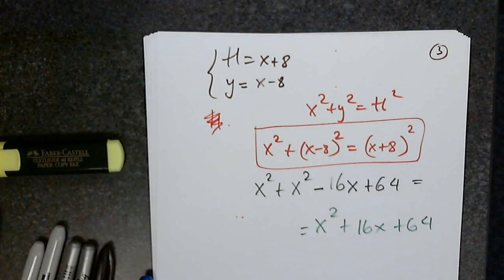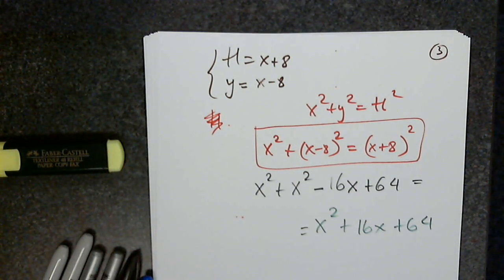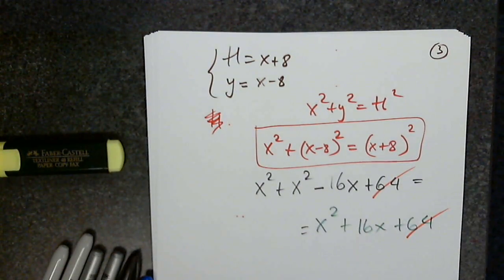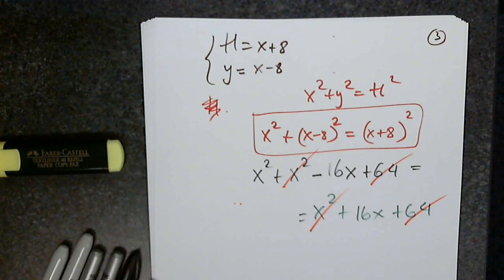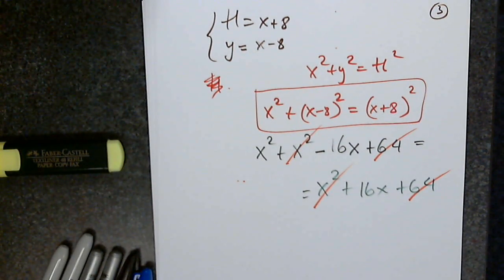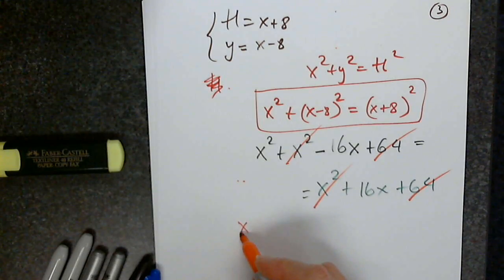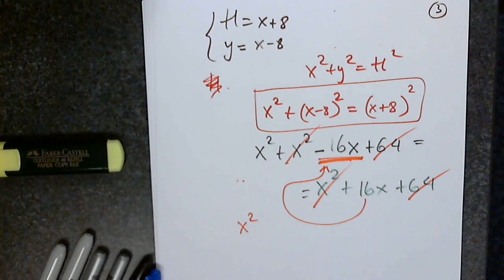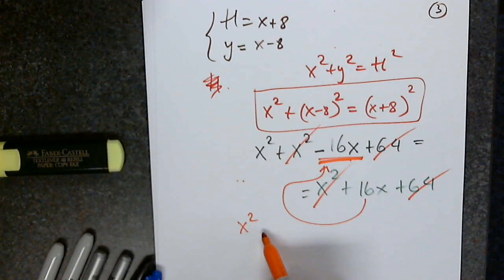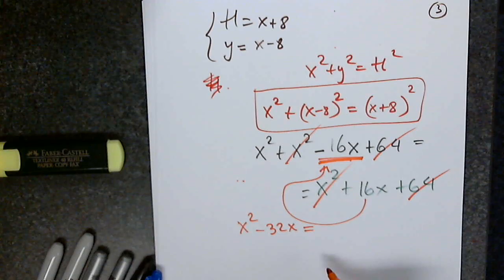Very good. Now, I see a 64 on one side and I see a 64 on the other. I see an X squared on one side and an X squared on the other. Once I subtract X squared from both sides, these will be gone. Once I subtract 64 from both sides, these two will be gone. What am I left with? I have a negative 16X, and I'm bringing over another negative 16X. So X squared, negative 32X equals?